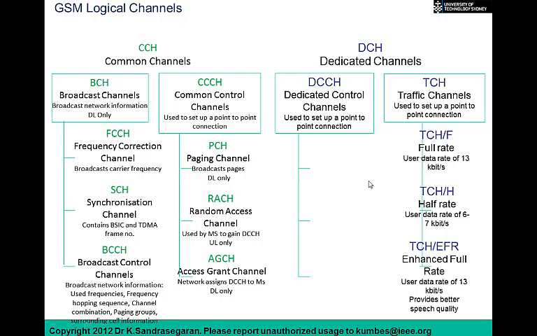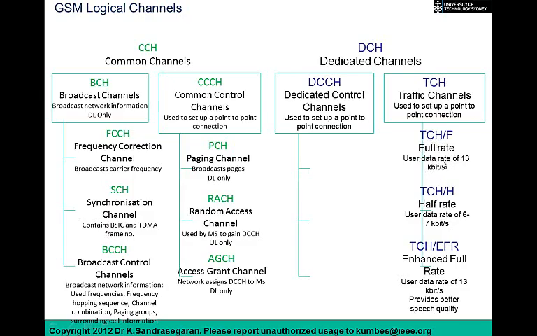In the traffic channels we have different possibilities. The TCHF is the full rate, which corresponds to about 13 kilobits per second. This is where you have full use of a time slot, and this is probably the best resource a mobile subscriber can get for making a circuit switch call.